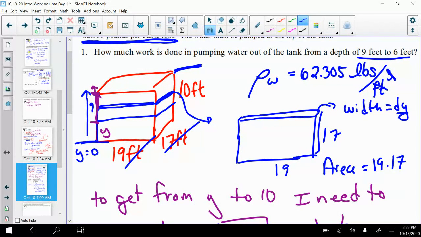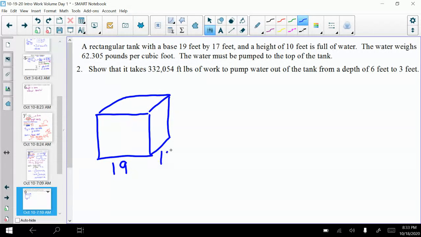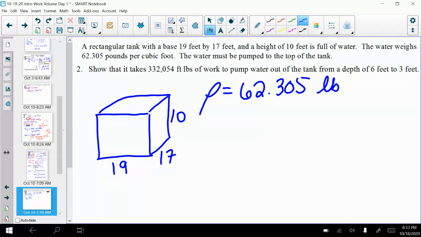All right, let's try another one. So this time we have the same tank. This time they gave us the answer. Let's find out if I'm right or not. And it still has a height of 10. This is 17, this is 10. And the water still weighs 62.305 pounds per cubic foot.